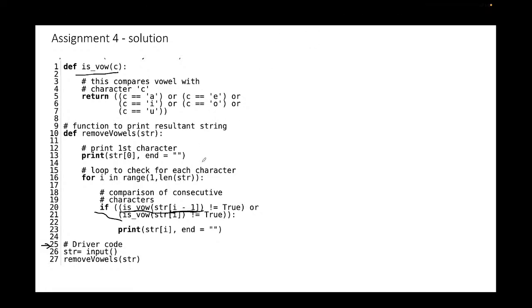Okay, so the consecutive letters are being checked here, and each of them, whether it is a vowel or not, is checked by calling this function isVow. Okay, so once the consecutive alphabets test is done, if this if statement is effectively true, only then the alphabet will be printed.